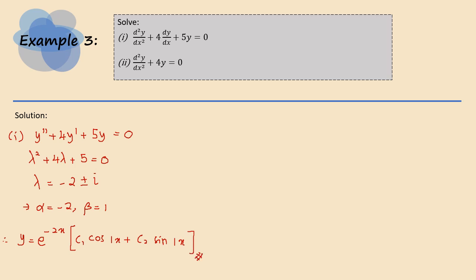For equation number 2, okay, so our equation is y double prime plus 4y equal to 0. Our characteristic equation is lambda squared plus 4 equal to 0. So from here, we have our roots. Lambda is equal to plus or minus 2i. So from here, our alpha is equal to 0, while beta is equal to 2. So this is a complex root.